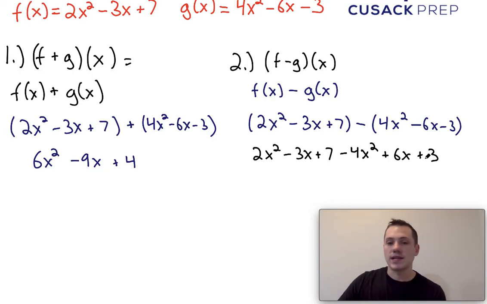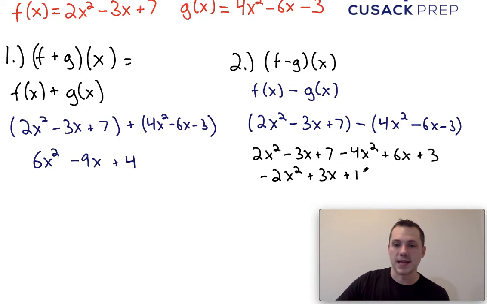And then at this point, I do what I did last time, where I just combine like terms. So 2x squared minus 4x squared is going to give me negative 2x squared. Negative 3x plus 6x is going to give me plus 3x. And 7 plus 3, well, that's going to give me 10. And so this would be your answer down here for subtraction. And that's it. That's how you add and subtract basic polynomial functions.